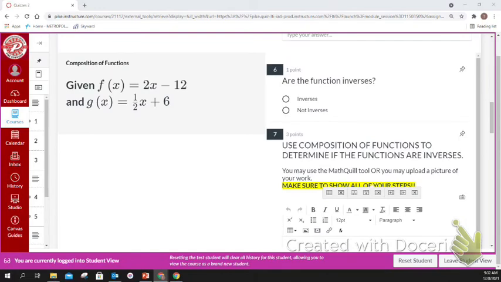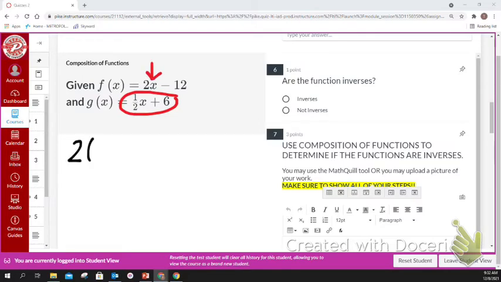For question number 6, are they inverses? Well, you actually have to do number 7 before you can do number 6. So we're going to verify it using compositions. So I'm going to take this 1/2 x plus 6, substitute it in.